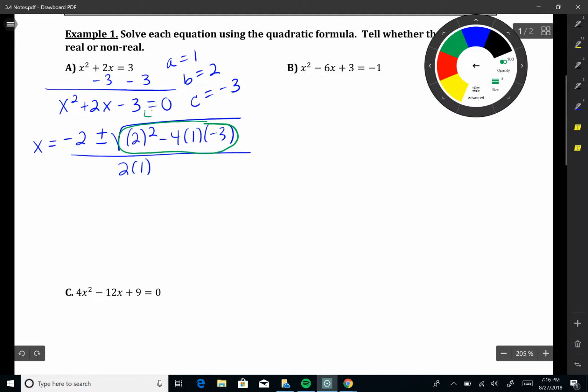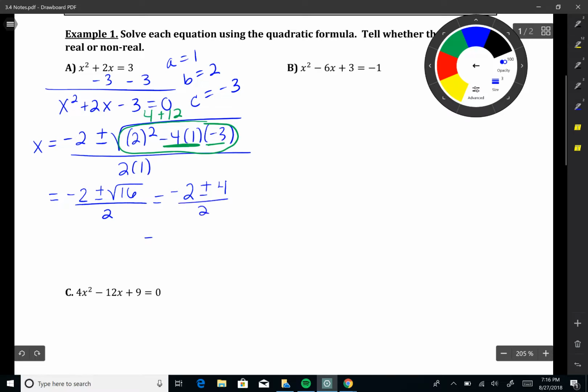So 2 squared is 4. And then I have negative 4 times 1, which is negative 4, times the negative 3 is a positive 12. So that's actually 4 plus 12. So now I have this. X equals negative 2 plus or minus the square root of 4 plus 12, which is 16, that's divided by 2. Now this is a nice one because 16 is a perfect square. So negative 2 plus or minus 4, all divided by 2.